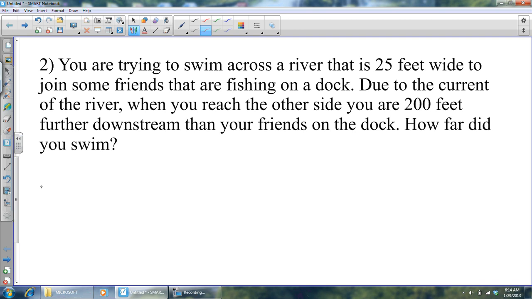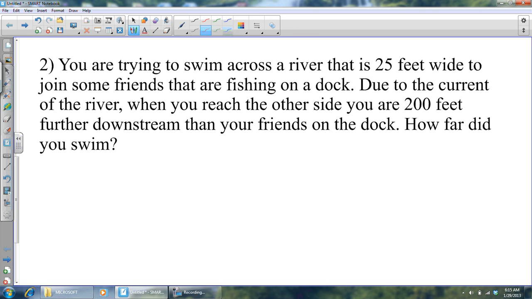All right, one more example here. If you hear any strange creatures in the background, my son is awake and he's having some fun. Anyway, you're trying to swim across a river that is 25 feet wide to join some friends on a dock.